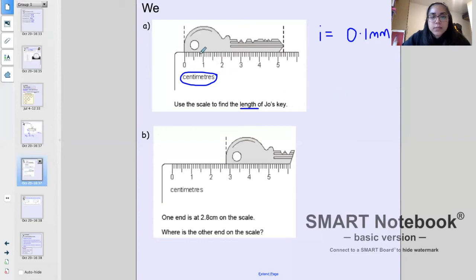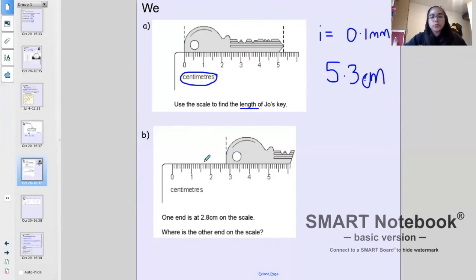Okay, so because it's going up in 0.1, I can then count up in 0.1 from 5. So 5, 5.1, 5.2, 5.3, okay? And that's how long the key is, 5.3 centimeters. Brilliant. Pause the screen and have a go at the second part of this question.